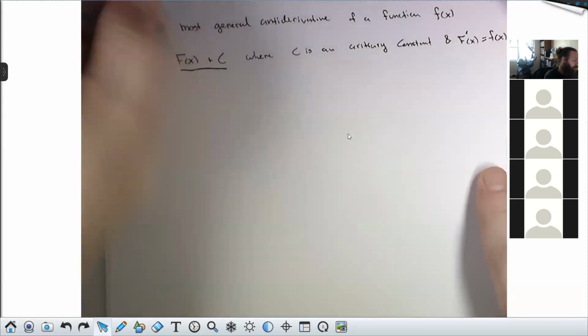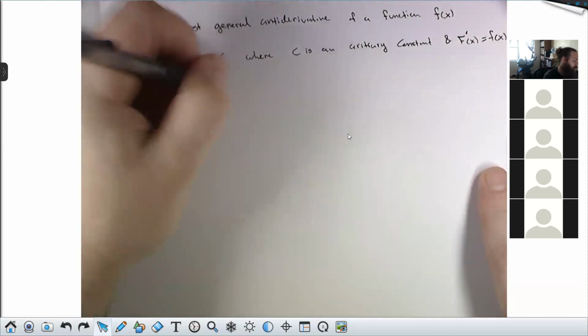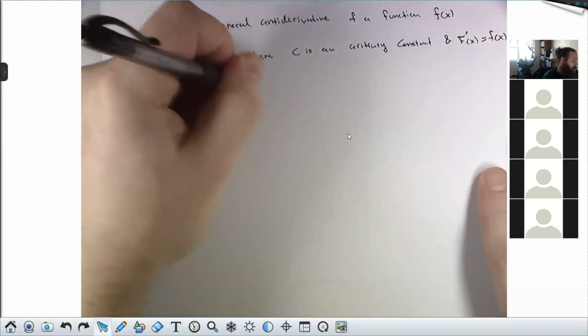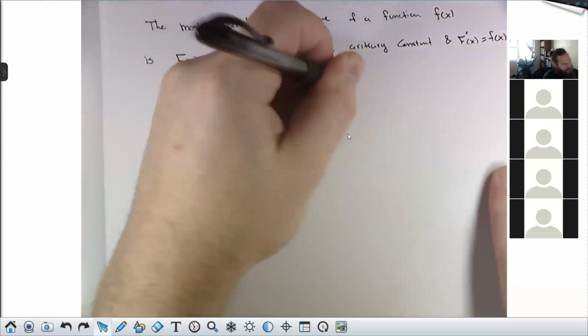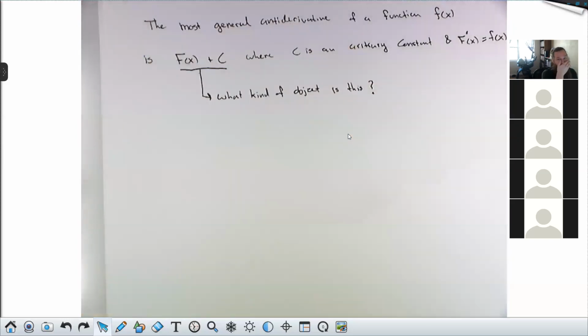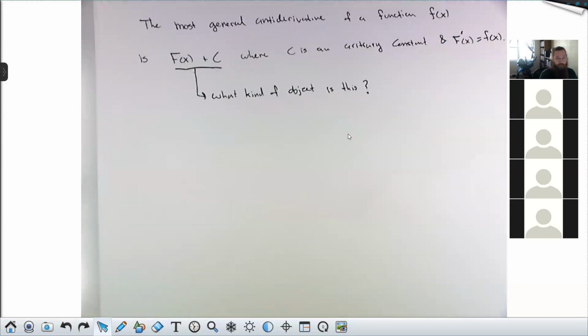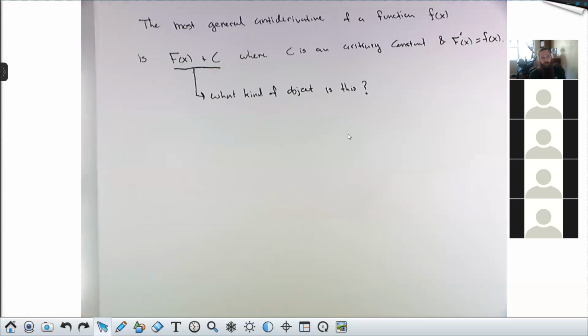What kind of animal is this? My first thought would be that it's a function, right? And F of x is a function, so F of x plus c should just be a function. But the fact that c is an arbitrary constant means that this isn't just one function. It's an infinite family of functions.